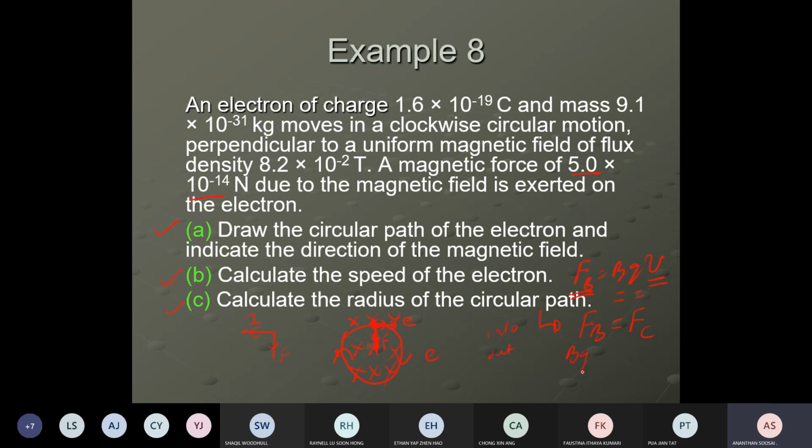Then BqV equals mv squared over r. Then you rearrange for r, substitute all the information, and you can get the radius. You know the mass, right? Mass is given. Mass is 9.1 times 10⁻³¹. V, you got it from part B now. Q you know, magnetic field you know, so you can find the r.